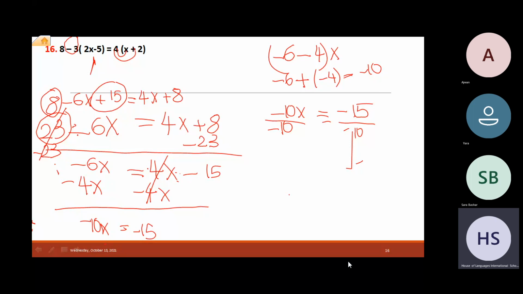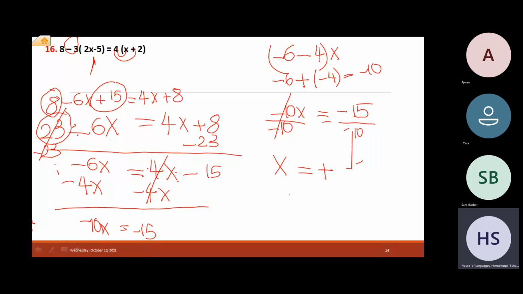Then next. It's multiplied by negative 10. I divide both sides by what? Negative 10. Negative 10 cancels negative 10. So here what do we have? X. Then negative over negative, positive. 15 over 10.